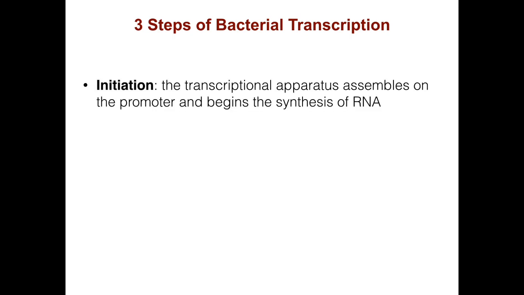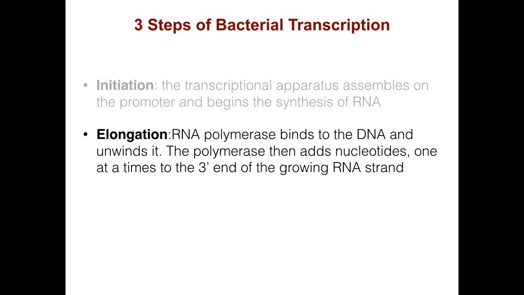There are 3 steps of bacterial transcription, and these also apply to eukaryotic transcription. But bacterial transcription is a little less complicated. Initiation. The transcriptional apparatus assembles on the promoter and begins the synthesis of RNA. Elongation. RNA polymerase binds to the DNA and unwinds it. The polymerase then adds nucleotides, one at a time, to the 3' end of the growing RNA strand.